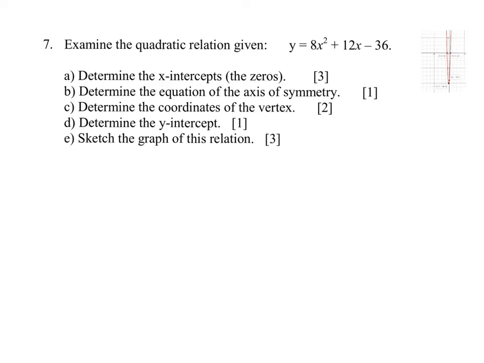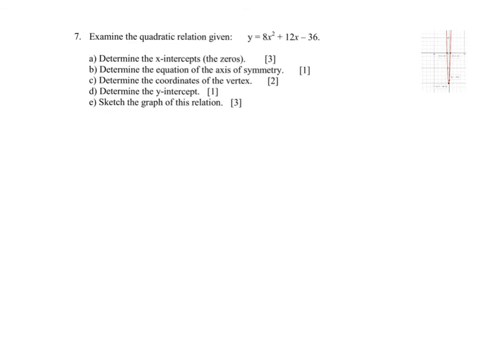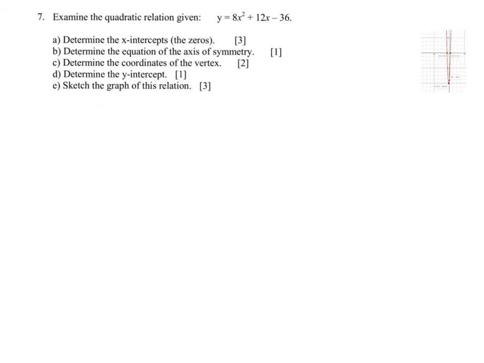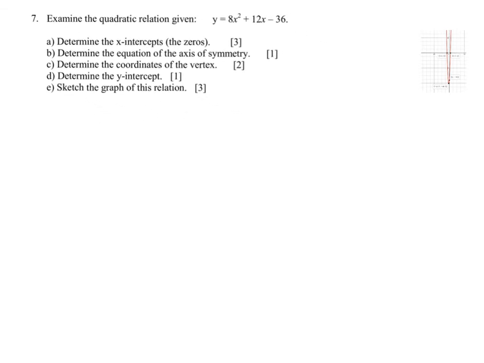Okay, in this second example, we will examine the quadratic relation given, and we will use it to determine the x-intercepts, the equation of the axis of symmetry, the coordinates of the vertex, and the y-intercept, which will allow us to sketch the graph of this relation. Okay, let's begin with the x-intercepts. In order to determine the x-intercepts, we need to factor this quadratic. And it's in standard form, and a is not 1. We might notice a common factor, so let's begin there.